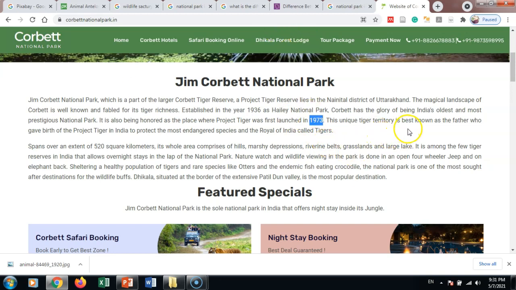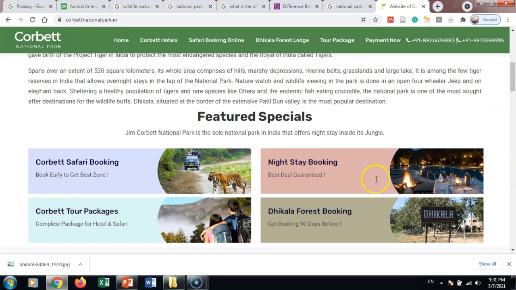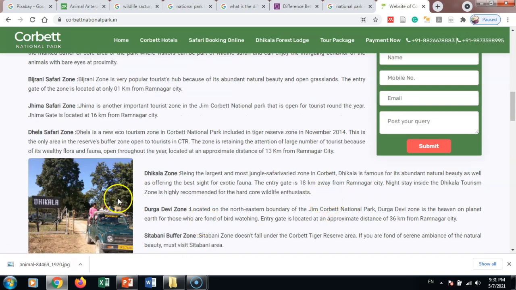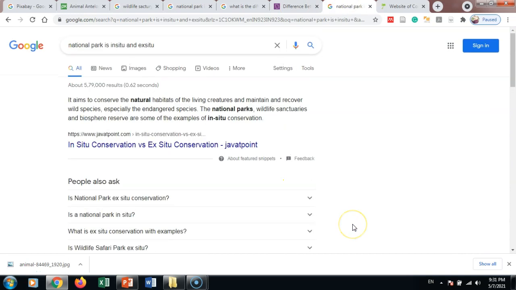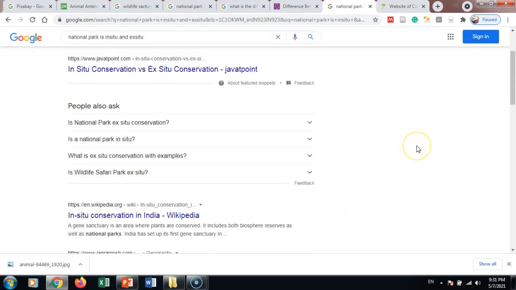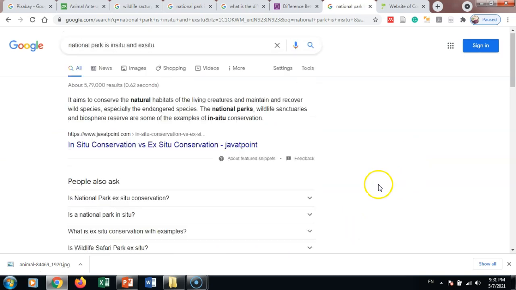This unique tiger territory is best known as the father that gave birth to Project Tiger in India to protect the most endangered species and the Royal of India, called tigers. As you know very well, why the name Jim Corbett is given to this park: in honor of Jim Corbett, the name Corbett National Park or Jim Corbett National Park has been given to this national park.